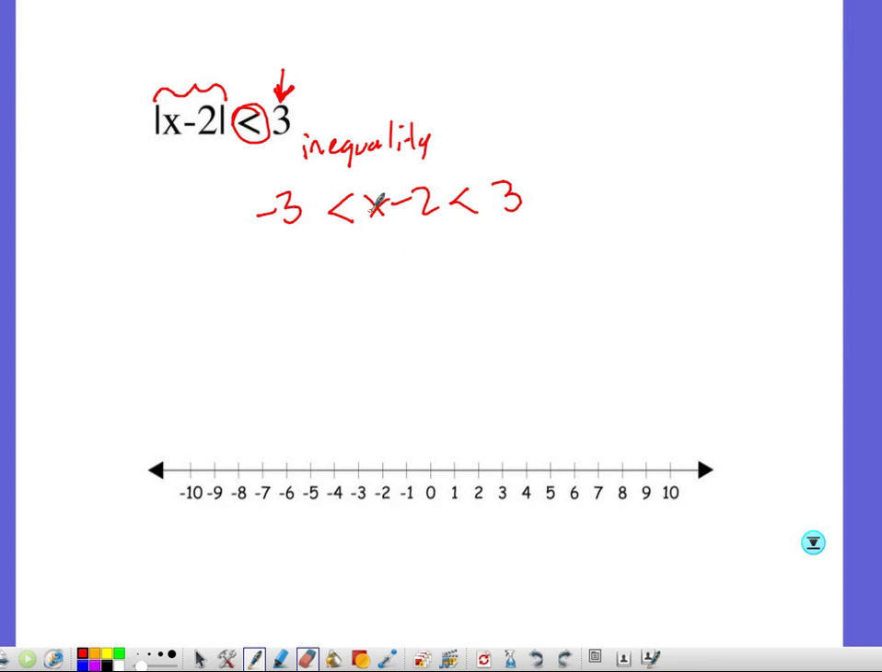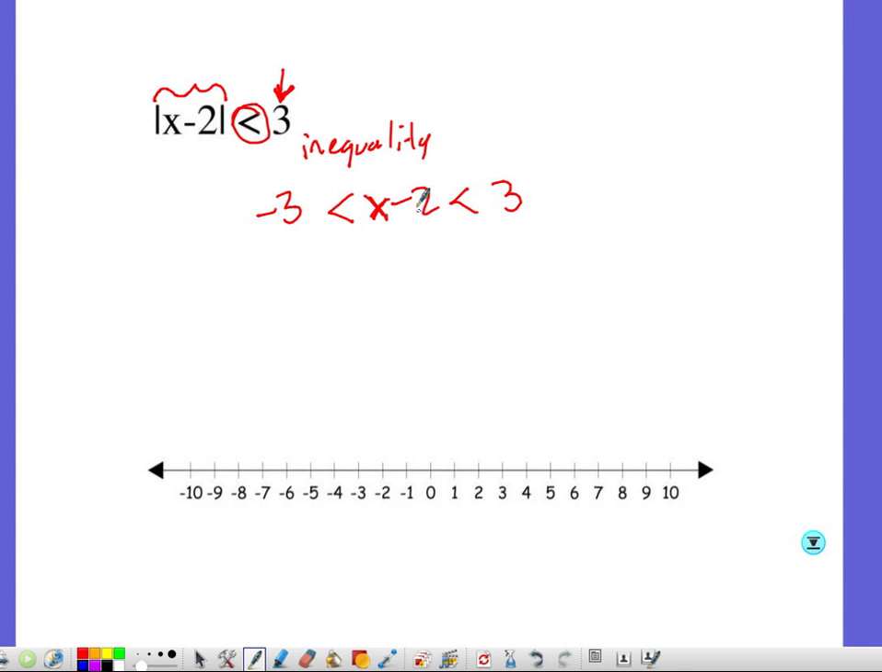Now, we can't go ahead and take this number and plug it in on our number line. We can't say that we have 3 and we have -3. The reason why is because we don't have x by itself. We're subtracting 2 from x. So we need to actually solve this like an algebra problem to solve for x.